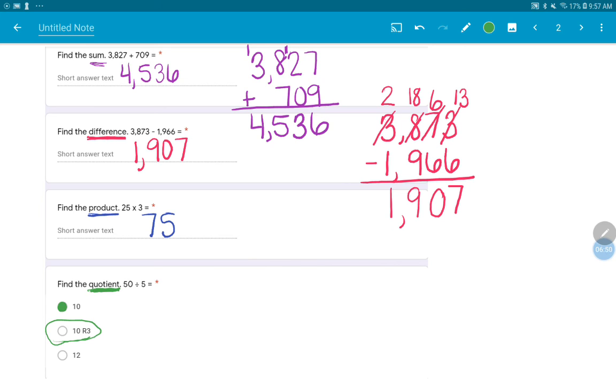If I had 18 and I wanted to share those 18 cookies equally with 5 people, could each person have the same amount of cookies? No. Not and use all of them, could they? I'd have a few left over. So that's a remainder, or the leftovers. We'll learn more about that as we go on.